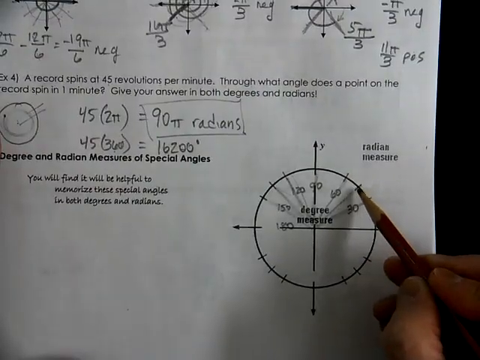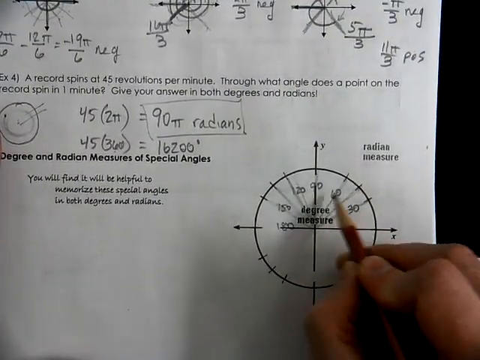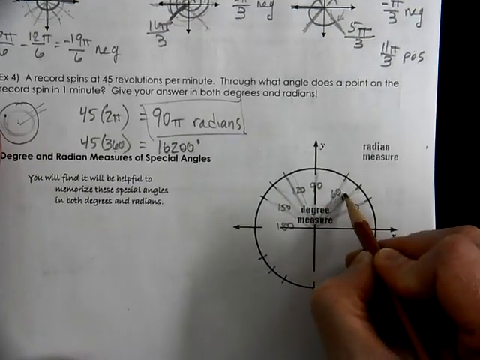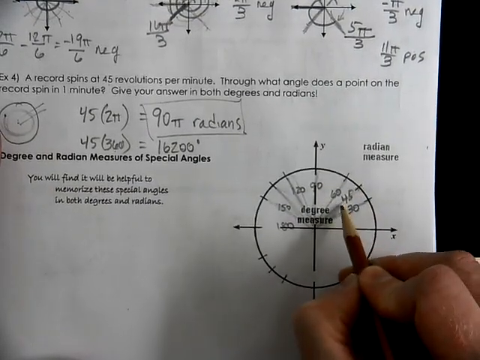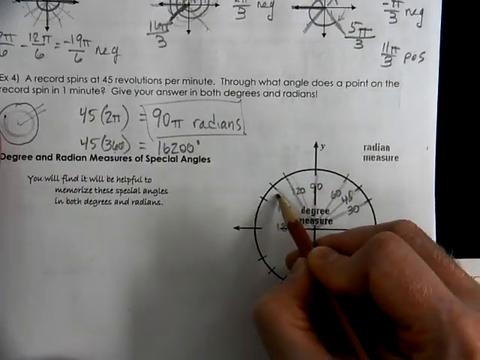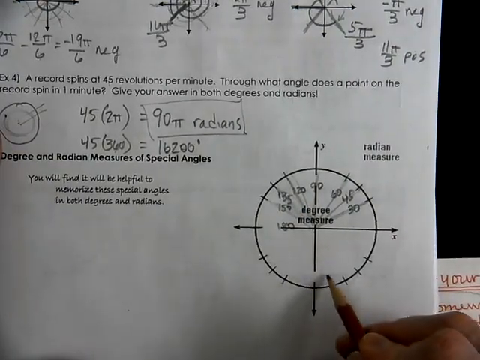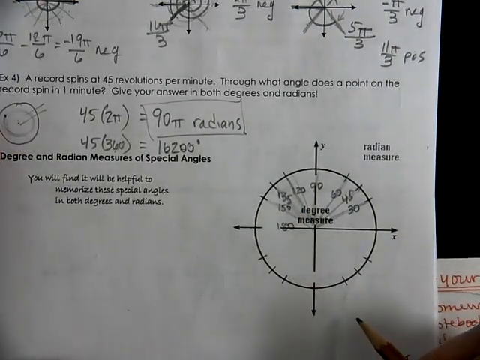Notice that we skipped this middle one. This middle one would have been in between our 30 and our 60, which would be 45 degrees. That amount again gives us 90. That amount again gives us 135. And you can continue that pattern along the bottom.